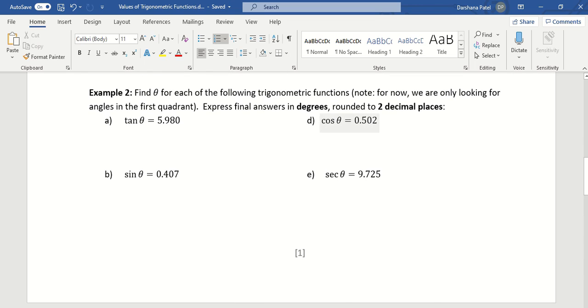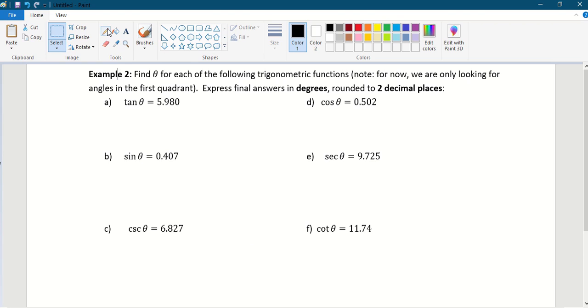Let's see some examples here. Let's say we are given tan theta equals 5.980. If we want to find theta, we say theta equals tan inverse 5.980. We punch this in the calculator and see what we get. We are asked to round to 2 decimals. So the answer here is 80.51 degrees.